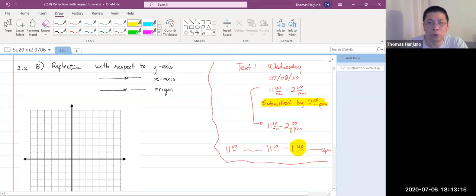Make sure your printer is working. You know what to do. You already practiced from quiz 0 and quiz 1, 2, 3, I believe.